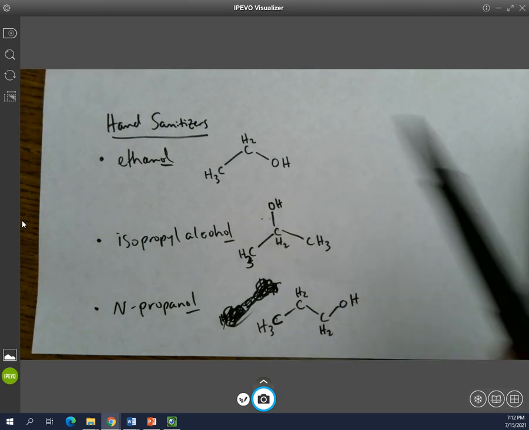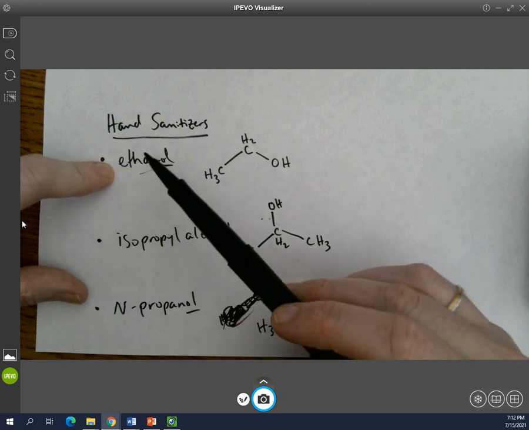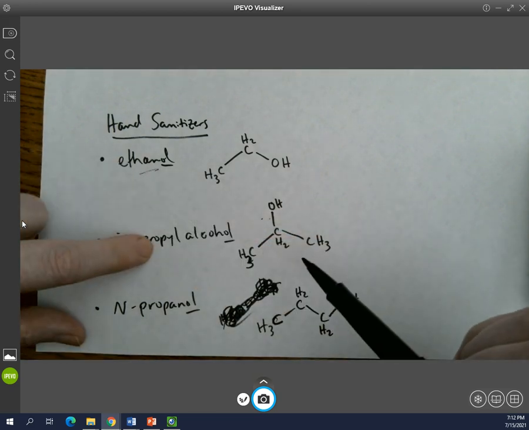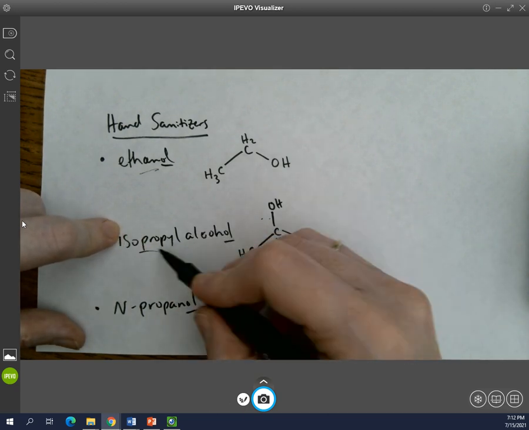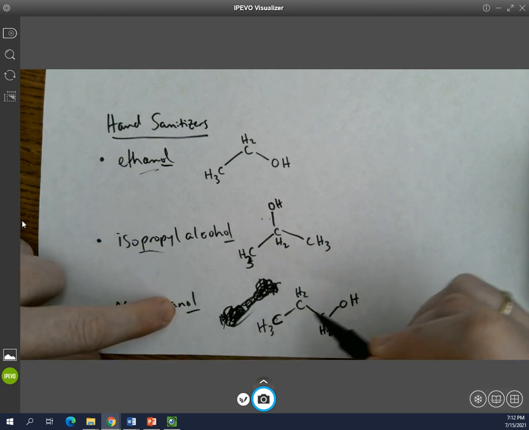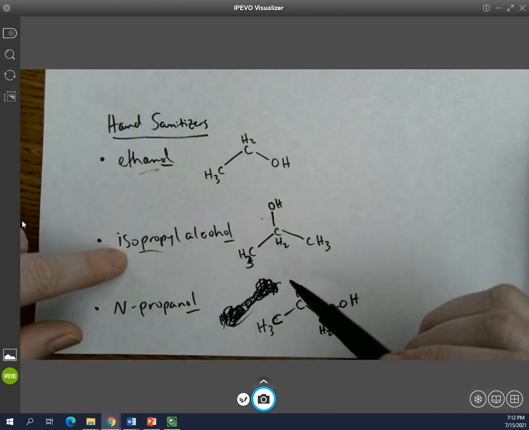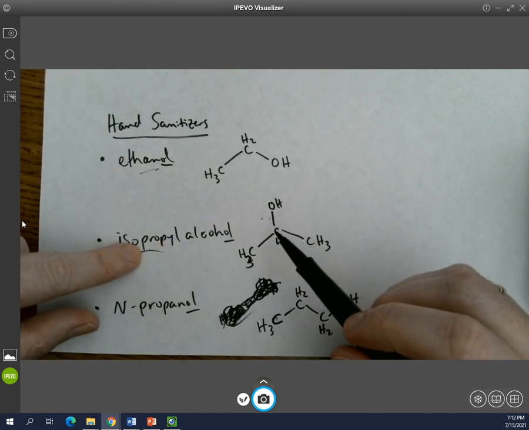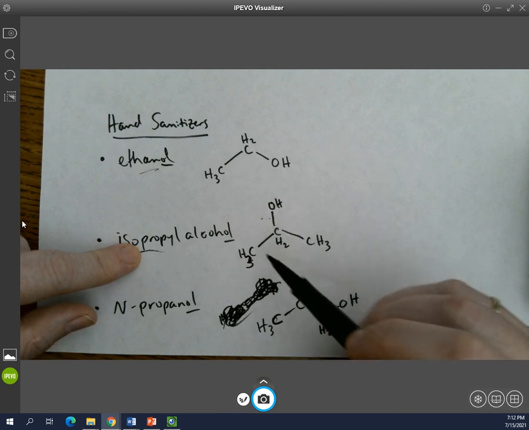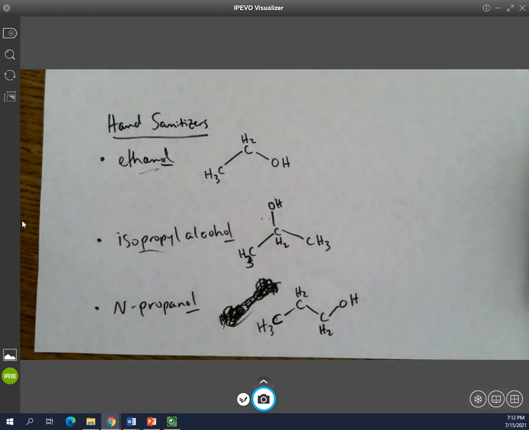Okay, so these don't look too terribly different. We have 2 carbons in ethanol, which should be apparent from the name. Then we have propanol, which should have 3 carbons. Same with isopropyl alcohol, it has 3 carbons. That's going to be fairly consistent. The difference between isopropyl alcohol and propanol is that isopropyl alcohol has the hydroxyl group on the middle carbon, whereas n-propanol has it on the first carbon. All right, so we have that written down.